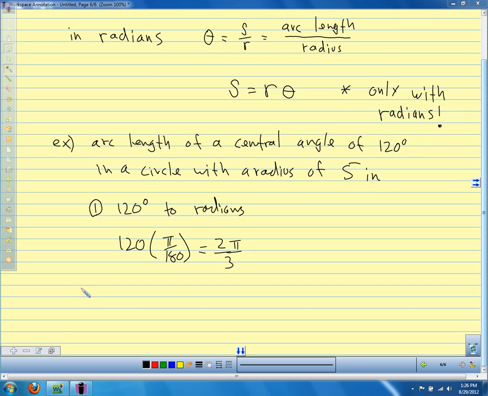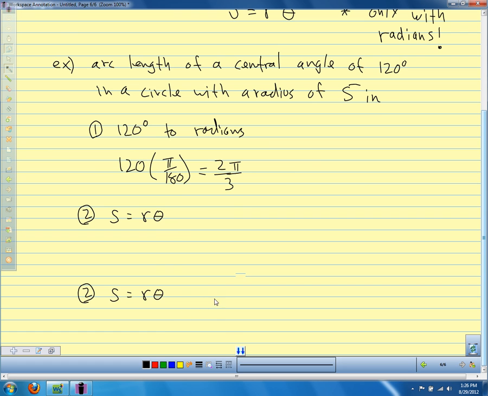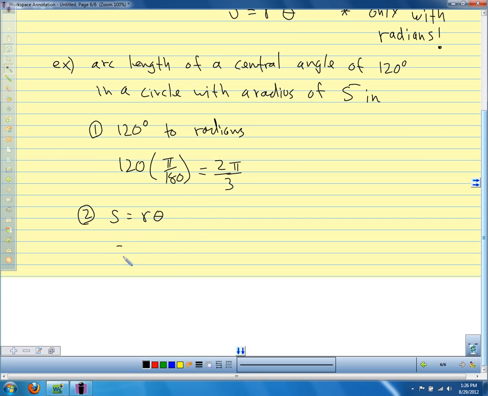And our second step, we can find our arc length. S equals r theta. So our arc length, our radius is 5 inches times 2 pi over 3. And I get 10 pi over 3 inches.